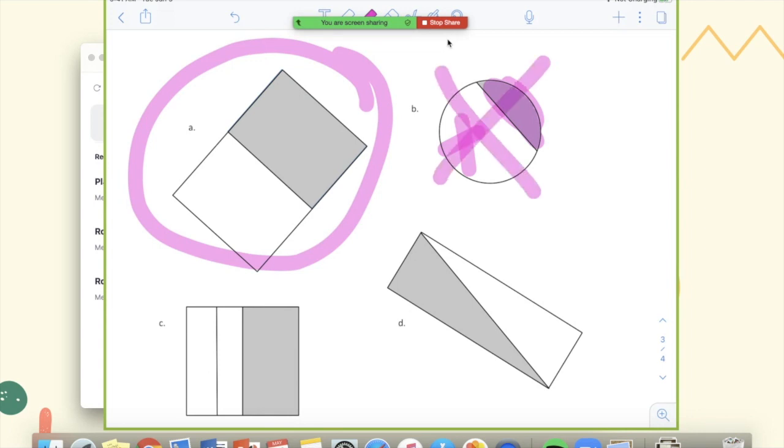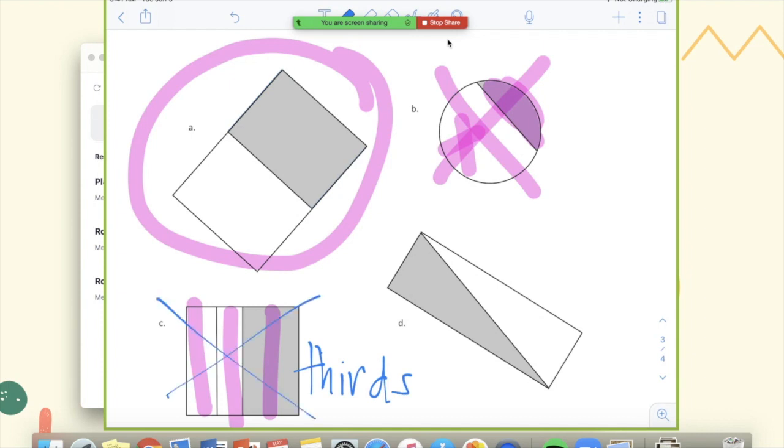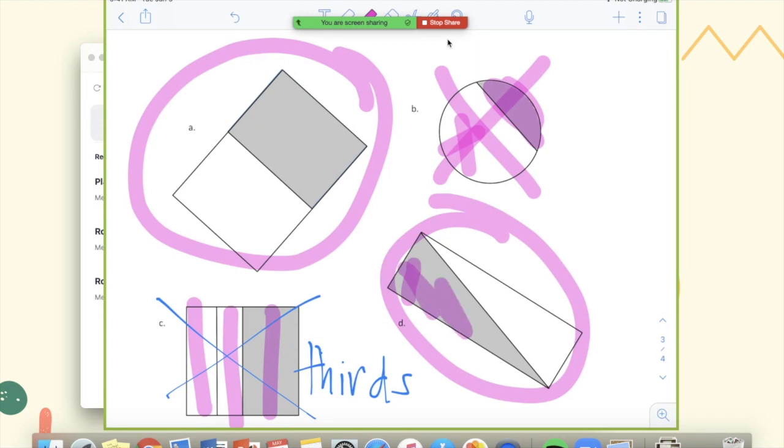Look at shape C, the square. Now this is definitely not equal halves, and the reason why is because there are 3 parts. So this is actually showing thirds. So that's why this is not equal halves. And then shape D, is that showing equal halves? The answer to that is yes, because each part is equal, right? And then we have 1/2 shaded, okay?